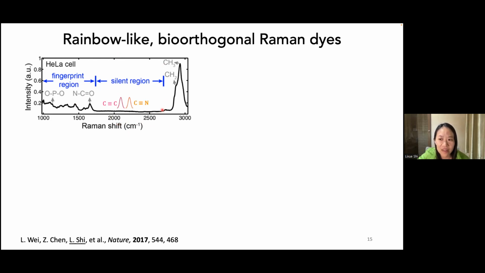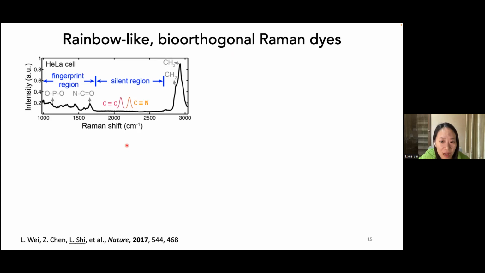You may have heard the word bioorthogonal chemistry multiple times last week, which just received the Nobel Prize in Chemistry 2022. We were also inspired by a similar concept to design probes, which rarely exist in the biological system. As you can see, this is a cell spectrum. There is almost no background at this bioorthogonal Raman window.